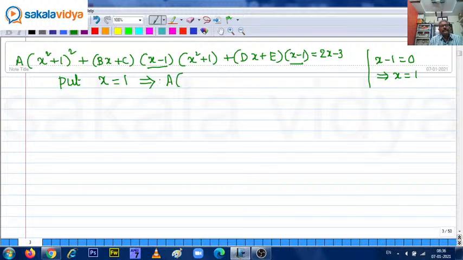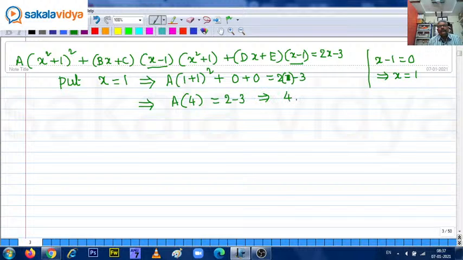If you put x is equal to 1, what do you get now here? A times 1 square is 1, 1 plus 1 whole square, plus this is 0, 0 into something is 0, equals 2x minus 3. So that implies a into 1 plus 1 is 2, 2 square is 4, equals, here you will be getting 2 into 1 minus 3. That will be 2 minus 3. So 4a equals minus 1. A value equals minus 1 upon 4.